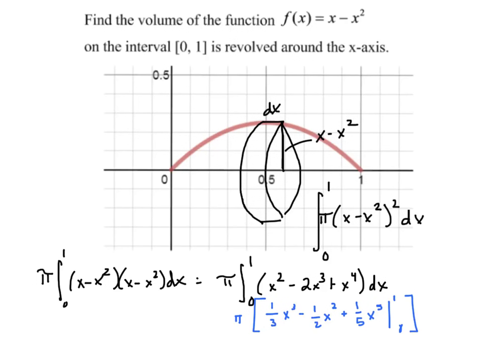And when you plug in 1, you get 1/3 minus 1/2 plus 1/5. When you plug in 0, you get 0. 1/3 minus 1/2 plus 1/5 is 1/30. So my final answer comes out to be pi multiplied by 1/30, which of course is just pi over 30. Okay, so it's not that hard to do it by hand. You just got to take it step by step. The big thing to remember is it's always pi r squared.